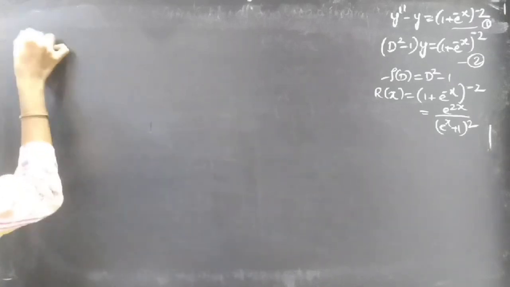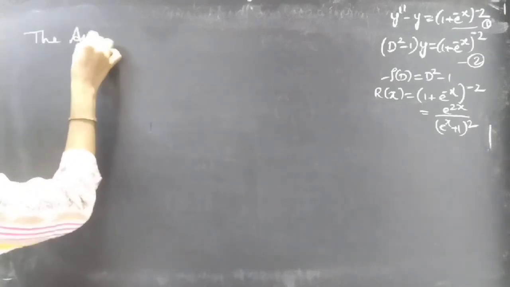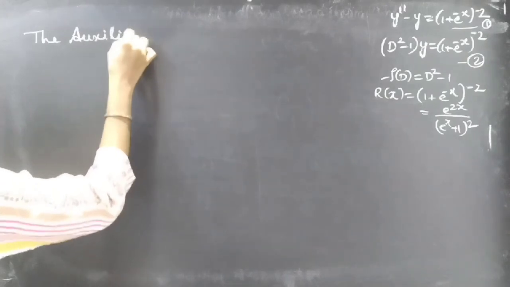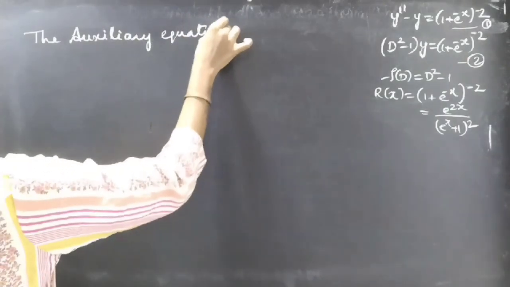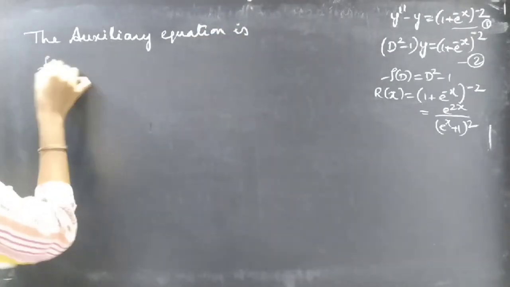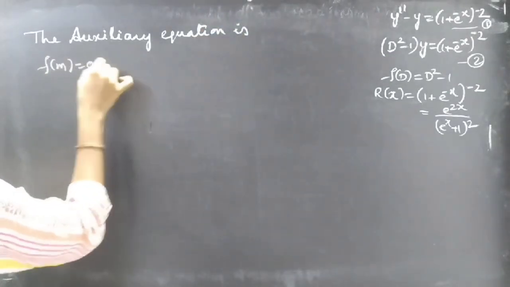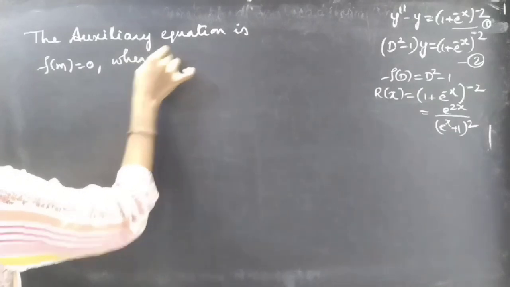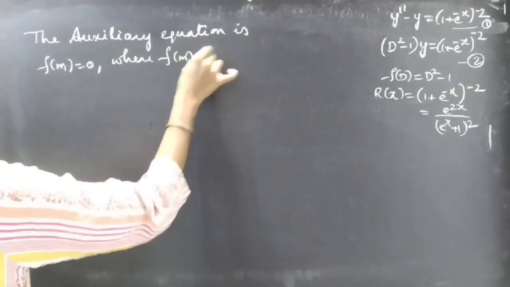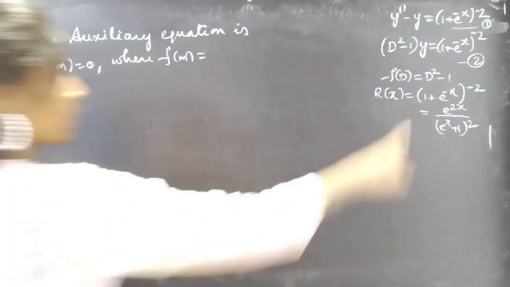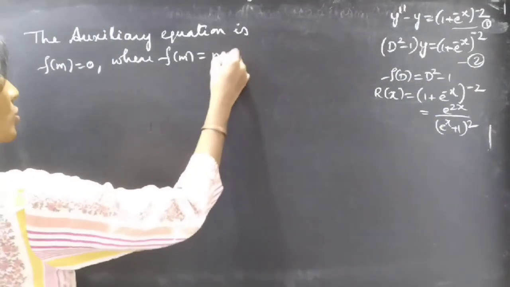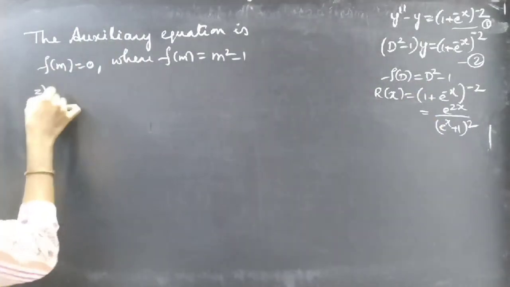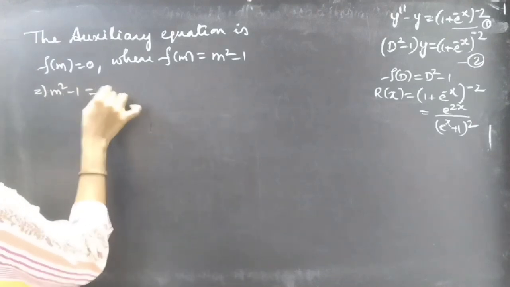Now coming to the auxiliary equation. The auxiliary equation is f of m equal to 0, where f of m equal to, we have f of D equal to D square minus 1. Let's replace the differential operator by m, so that we'll get f of m equal to m square minus 1, and the auxiliary equation becomes m square minus 1 equals 0.